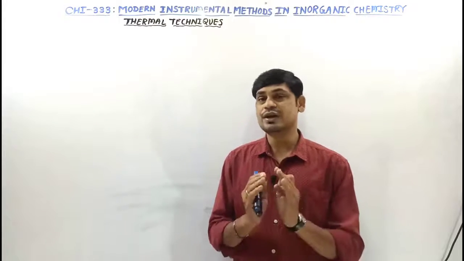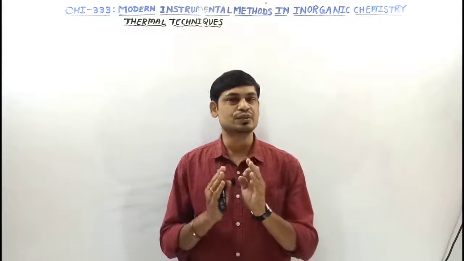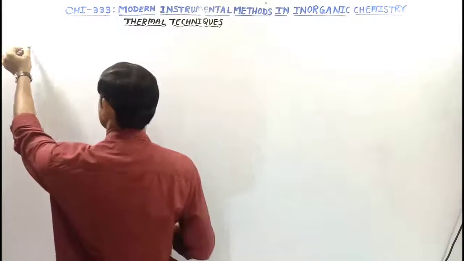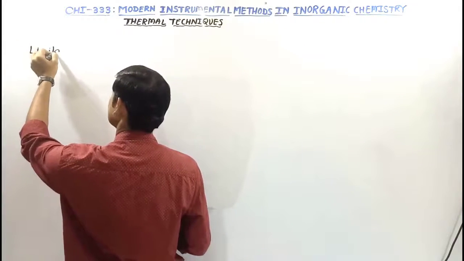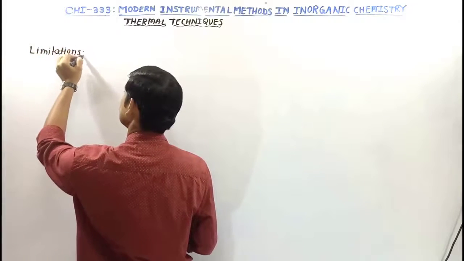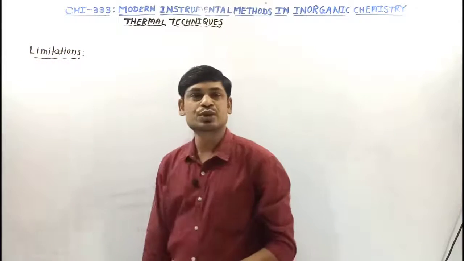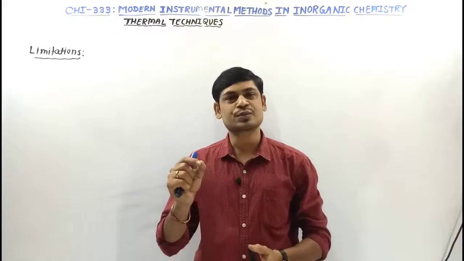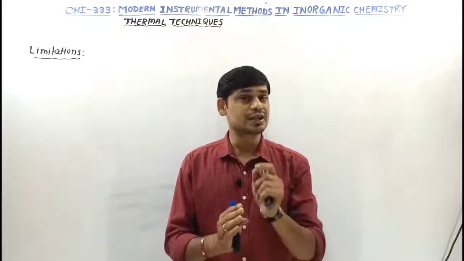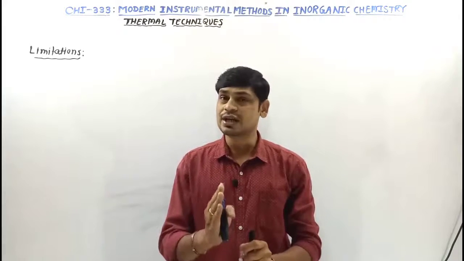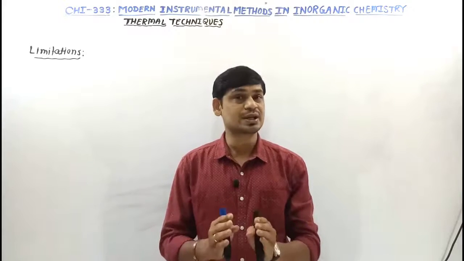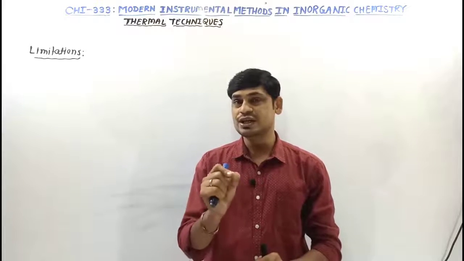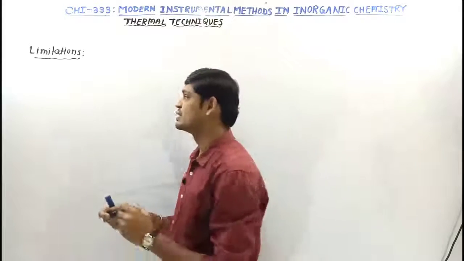Today we will discuss a few important limitations of thermogravimetric analysis. So there are two important limitations. The first well-known limitation is about the physical state of the substances. Because in a thermogravimetric analysis, we can analyze only solid samples, but we cannot analyze liquid or gaseous samples. So you can say that TGA is applicable for solid samples only.